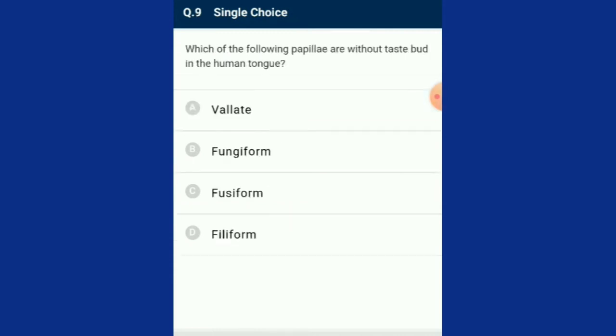Question number 9. Which of the following papillae are without taste bud in the human tongue? Filiform. Filiform papillae are the most numerous of the lingual papillae. They are found all over the dorsum of the anterior two-thirds of tongue. Unlike the other kinds of papillae, filiform papillae do not contain taste buds. They cover most of the front two-thirds of tongue's surface.